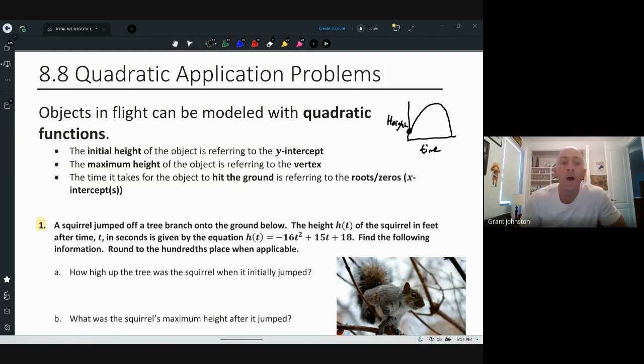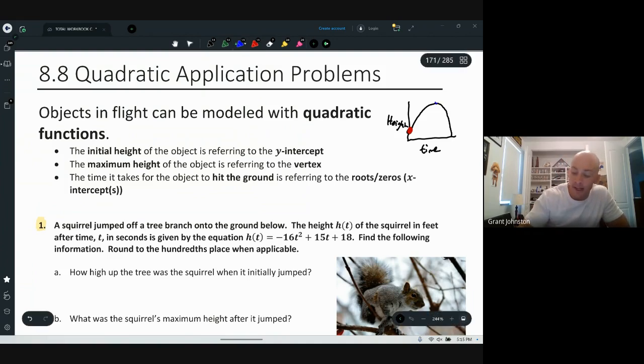Okay, so a couple of these bullet points. The initial height, which I would show like a red dot right here, is referring to the y-intercept, right? The maximum height, like this blue dot here, that's talking about the vertex of a parabola. And then it says the time it takes for the object to hit the ground is referring to the roots or the zeros, the x-intercepts, like this spot. That's what that's referring to. So keep that all in mind.